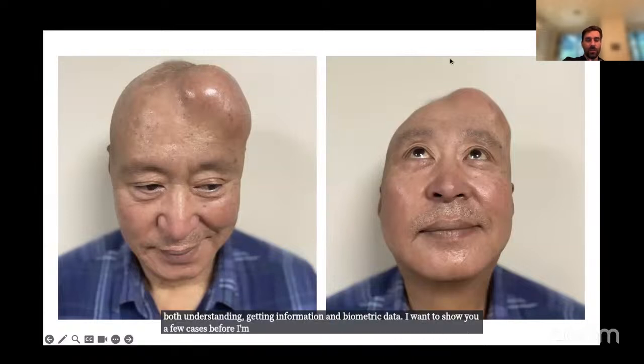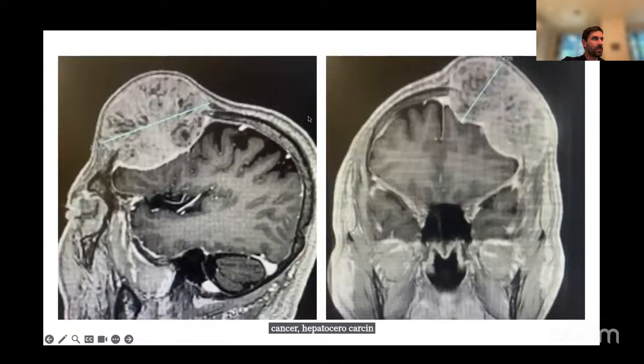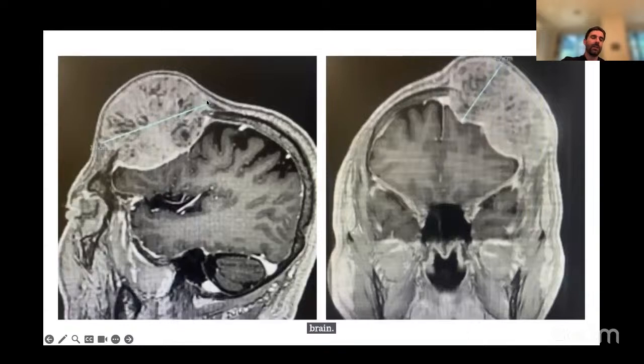So this is the patient that we saw in the beginning of the presentation. He had liver cancer, hepatocellular carcinoma. As you can see, there is a large epidural, basically dural-based mass involving the dura, the brain, the bone is completely destroyed, and it involves the scalp and soft tissue as well as the superior sagittal sinus.